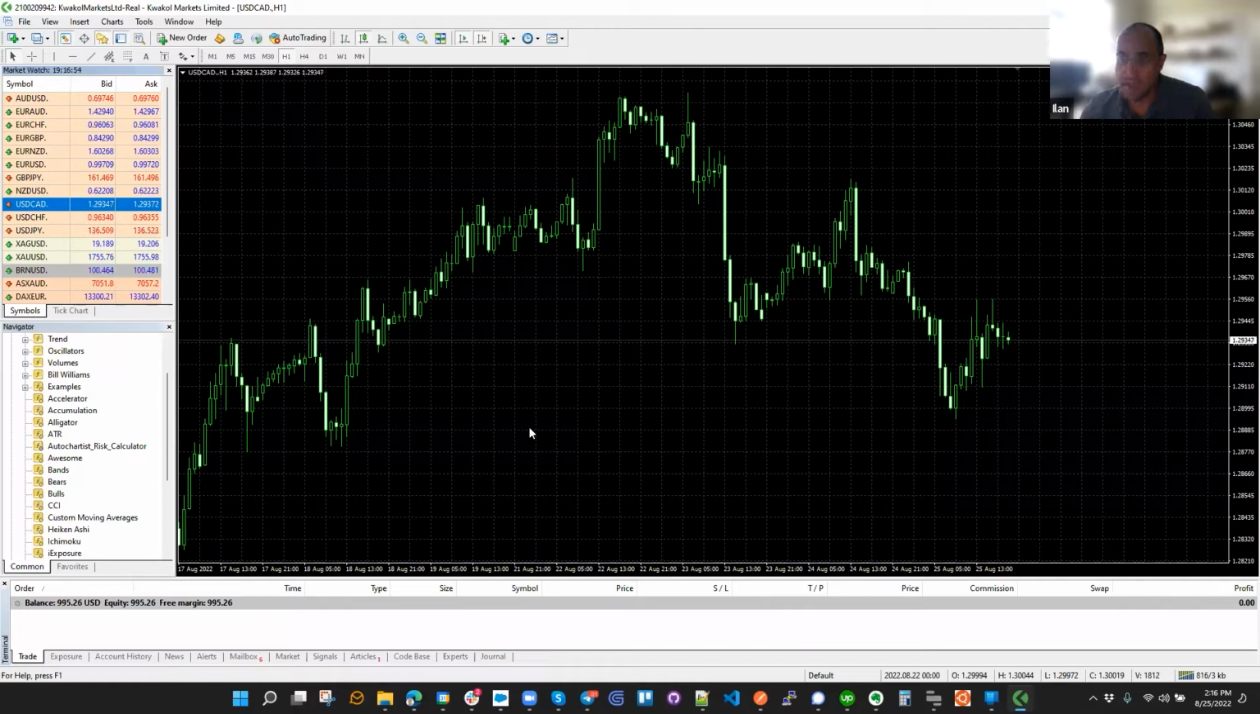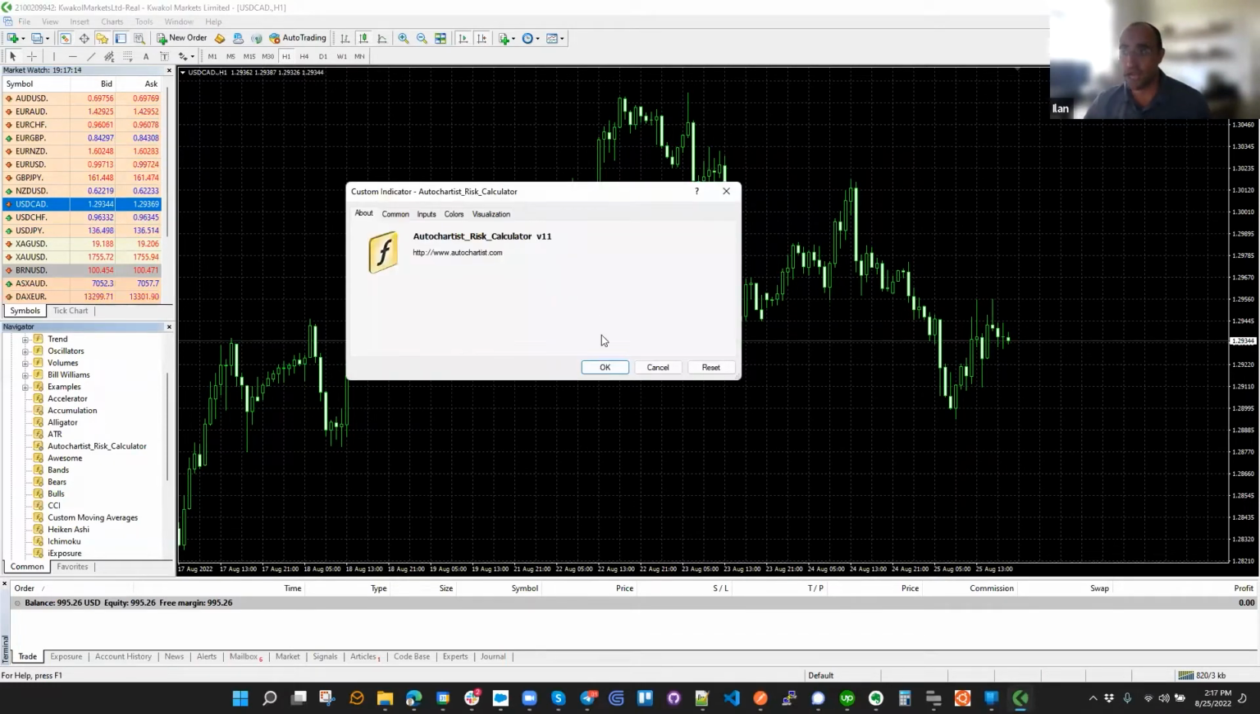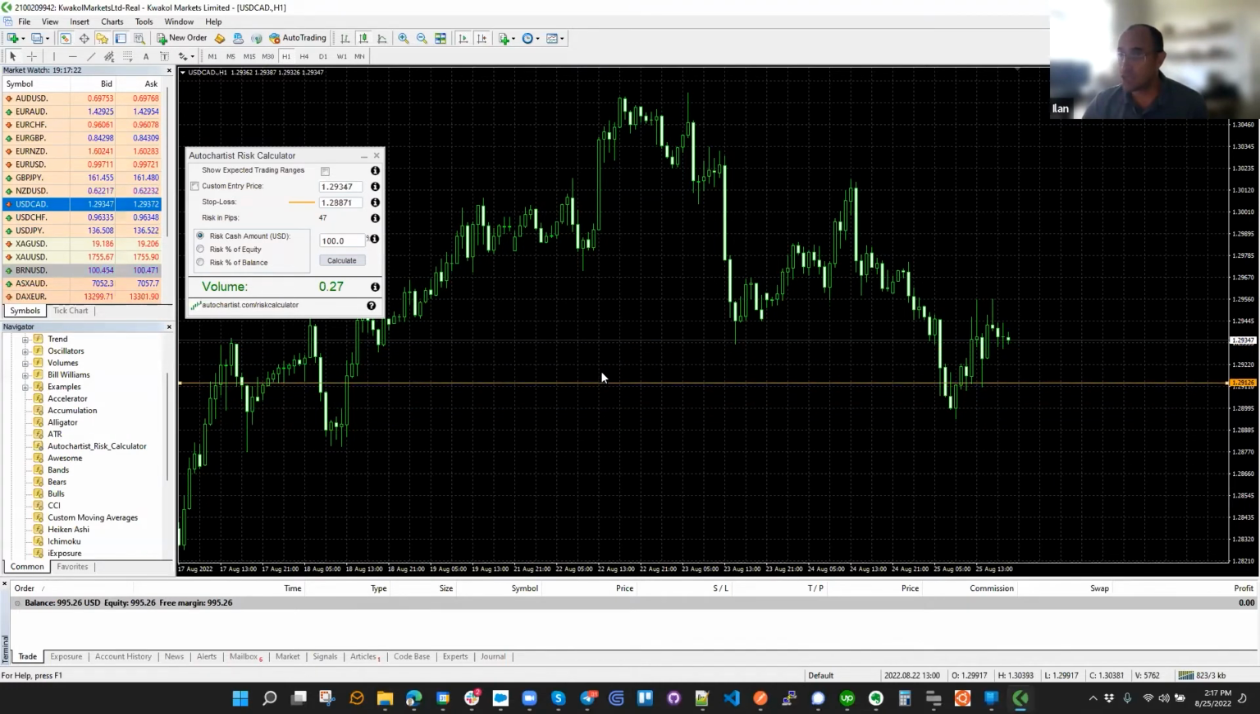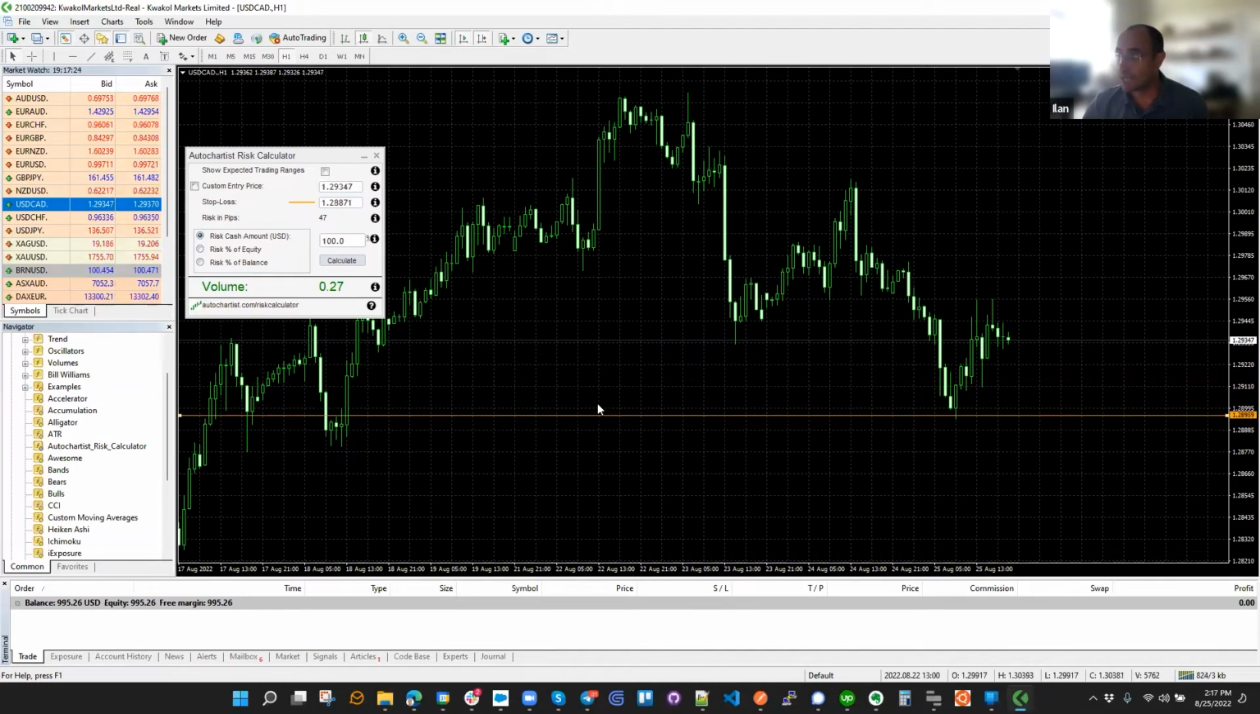The way professionals manage risk is not by changing where they place the stop loss. They place their stop loss where their strategy tells them to set it. But what they do to manage their risk is they change their position size. Let me show you what that looks like on the Autochartist risk calculator. When you drag and drop it onto your chart, you'll immediately see that an orange line appears. This orange line you can move up and down, and this signifies where you want to set your stop loss.